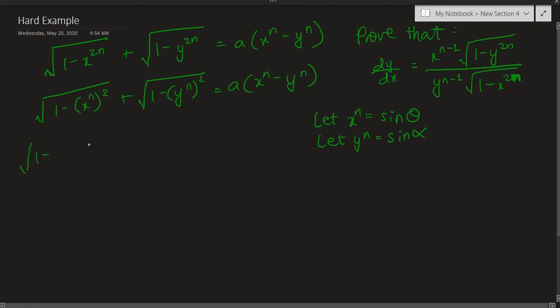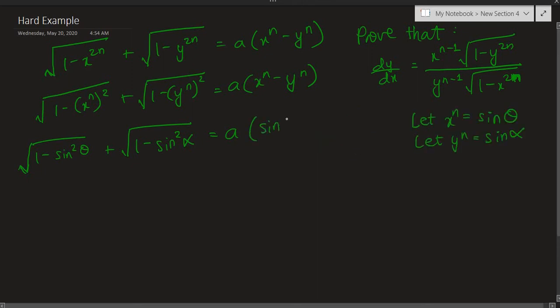So with x to the n as sine theta, we have 1 minus sine squared theta, which is cosine squared theta under a root, so you lose both the square and the root to just get cosine of theta, plus you have a cosine alpha here similarly, and we have a times sine of theta minus sine of alpha as it is.